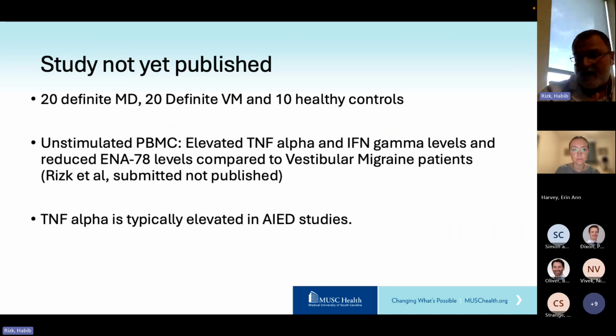And in our group, when we looked at 20 definite Meniere's disease, 20 definite vestibular migraine, and 10 healthy controls with unstimulated peripheral blood mononuclear cells, we had higher levels of TNF alpha and interferon gamma, and reduced levels of ENA-78, which is a chemokine implicated in the eosinophil pathway, which also lends credence to the correlation between eosinophils, allergy, and Meniere's disease. TNF alpha seems to be a recurrent or redundant marker from various studies, as well as IL-1 beta.